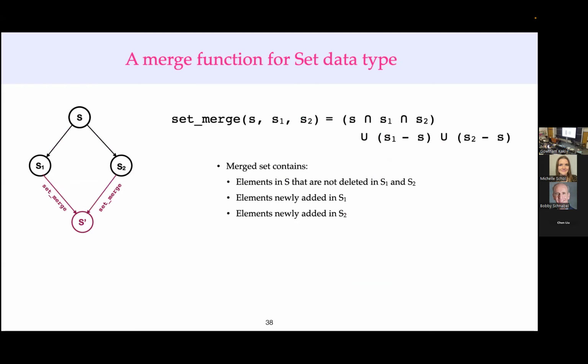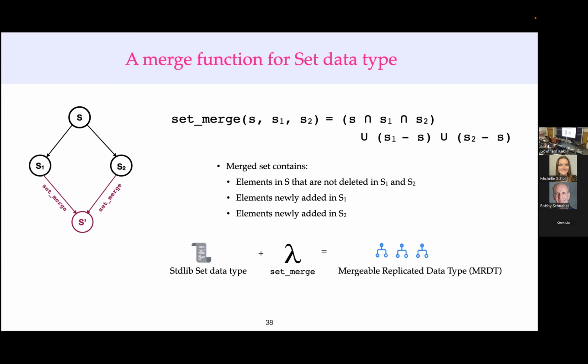An example of a merge function, for the set data type, is one where, when there are two concurrent versions and their common ancestor version, you might want to have elements that are common in all three versions, plus the newly added elements in set S1 and the newly added elements in set S2. So as simple as that, you have a merge function for set.